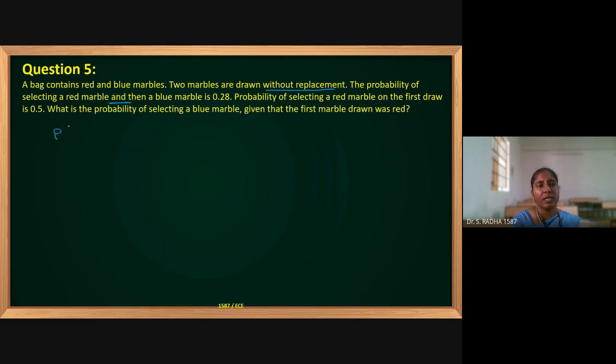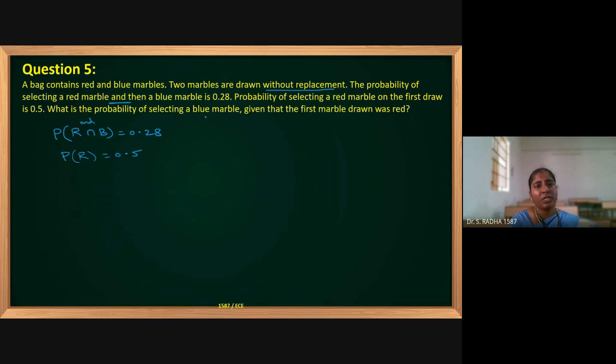So the probability of red marble and blue marble is 0.28, because "and" is written here, so I am taking it as the intersection. The probability of selecting a red marble on the first draw is 0.5. Probability of red marble is 0.5.